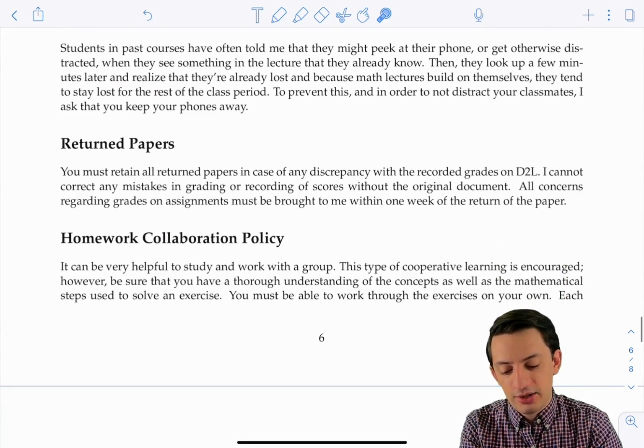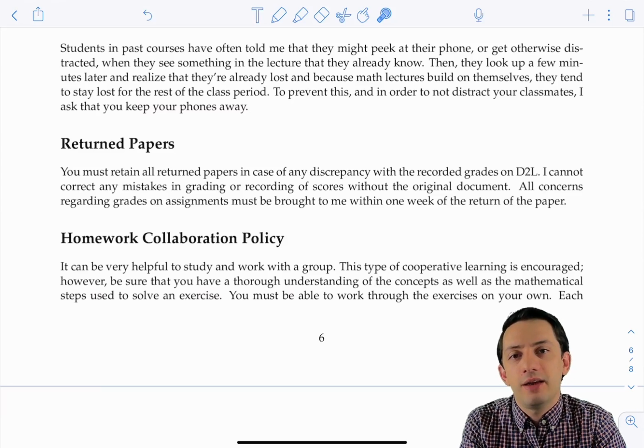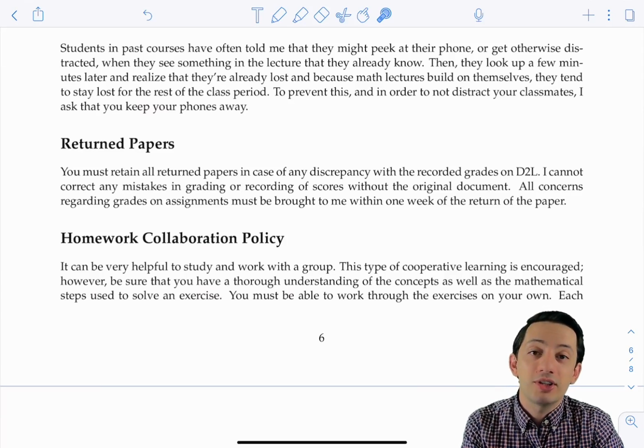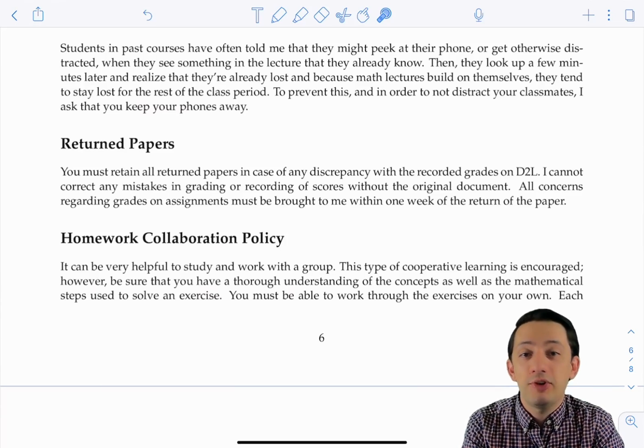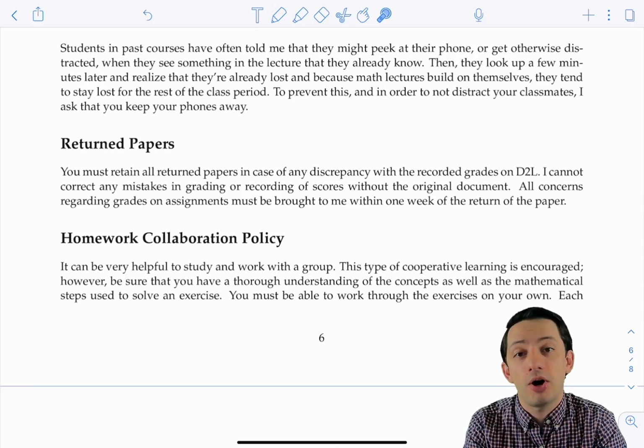In your discussion sections, we would really appreciate if you try to keep your phone away. And when you're watching the videos, try to keep your phone away too. If you have to pause, of course, that's fine. You can pause these videos.